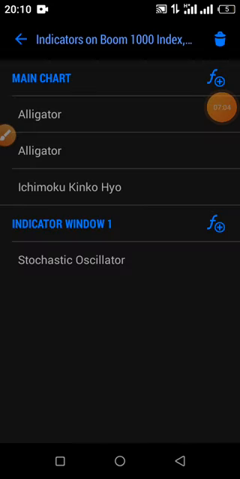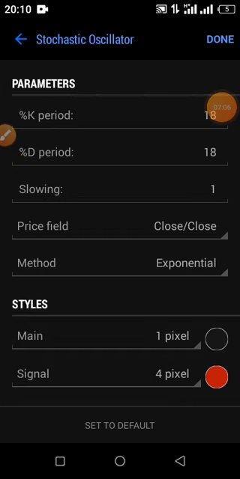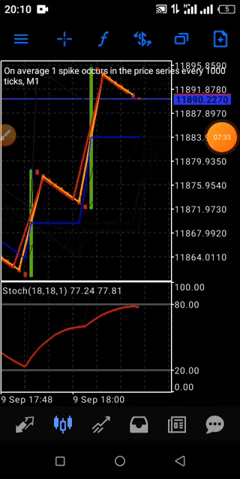Then the last one, we have the stochastic oscillator. For the stochastic oscillator, the first period should be 18, the second period should be 18, then smoothing should be 1, price field close, method exponential. Then the main style, you put it in black because we are removing it from the chart. Then the last one, which is the signal, we put it in red. Then you press done like that. So you should have something which looks like this on my chart.